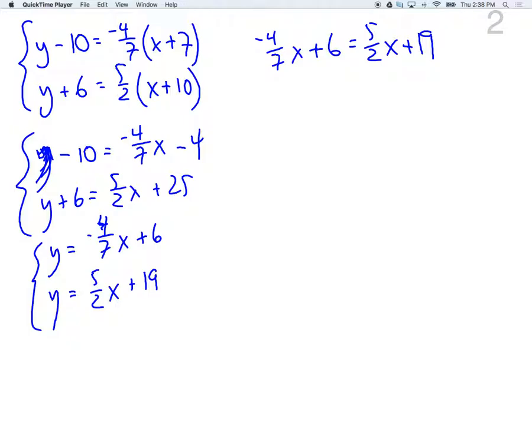Multiply the whole thing by 14. Why? Because that's the greatest common denominator. Close enough. You have to remember, if you're going to use this step, you have to multiply everything by that 14. The problem is the numbers are going to get big, but who cares? I can work with big numbers, and I would rather work with big numbers than work with fractions. Okay, so this will give me negative 8x plus 84 is equal to 35x plus 266.